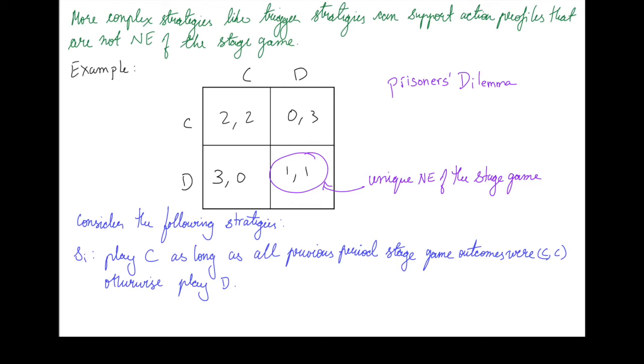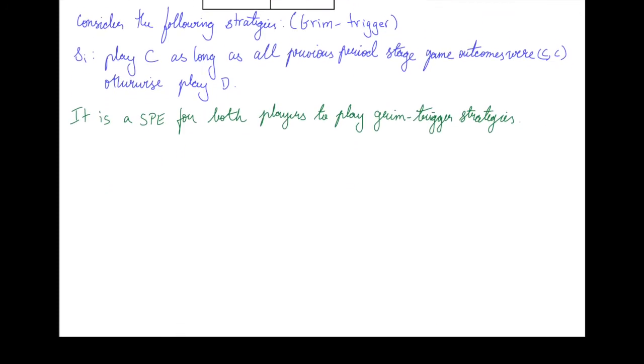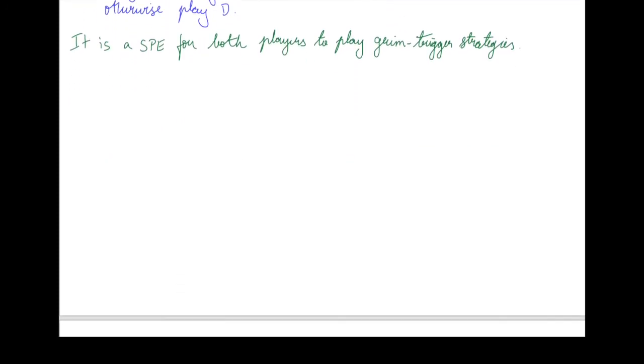So what's interesting is that this strategy of saying, look, we'll cooperate until one of us cheats. As soon as one of us cheats, we'll stop cooperating forever. This is actually a subgame perfect equilibrium. So let's verify that this is indeed a subgame perfect equilibrium. We're going to use the one-shot deviation principle to do that.